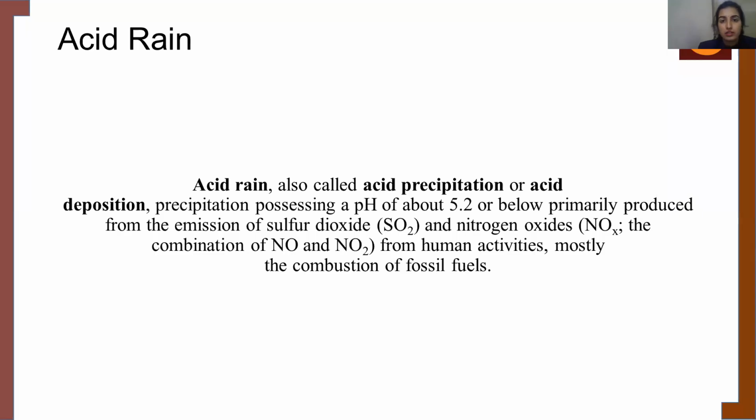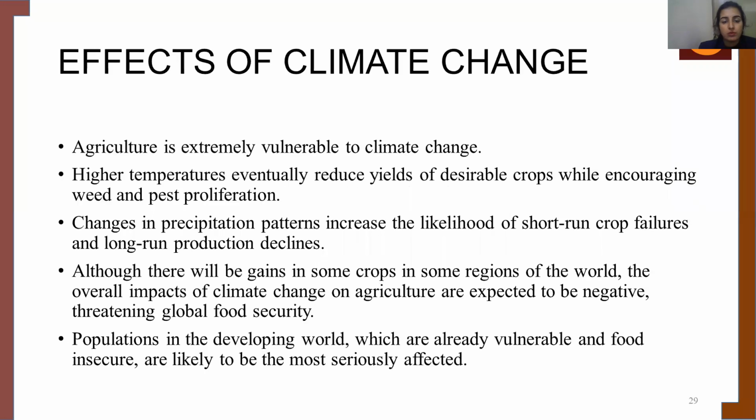This acid rain, we can say, possesses a pH level of about 5.2 or below. It is mainly caused by the emission of sulfur dioxide and nitrogen oxides from human activities, mostly from the combustion of fossil fuels. So these are the main causes of acid rain.